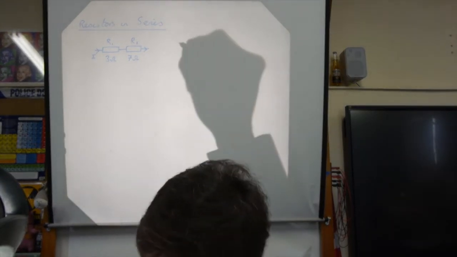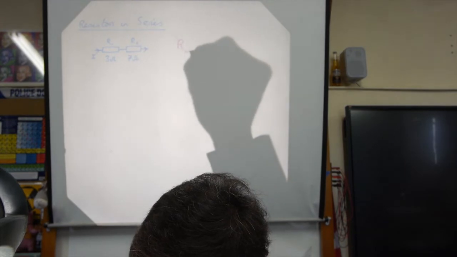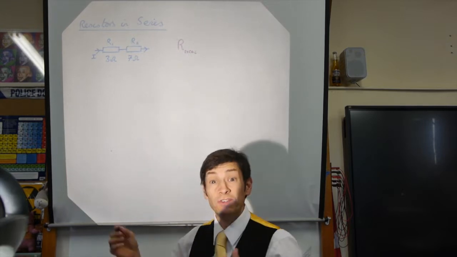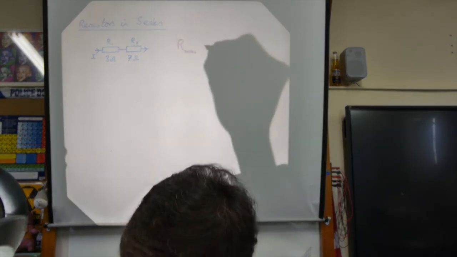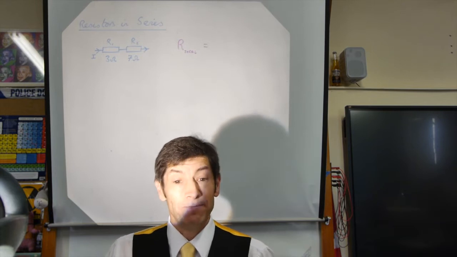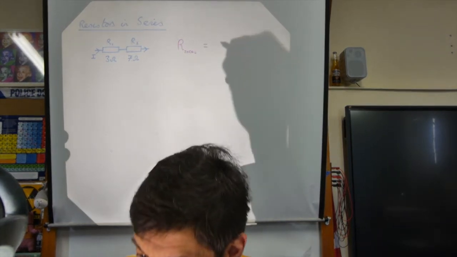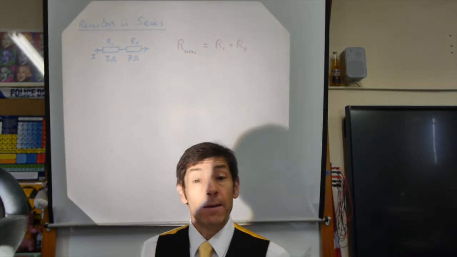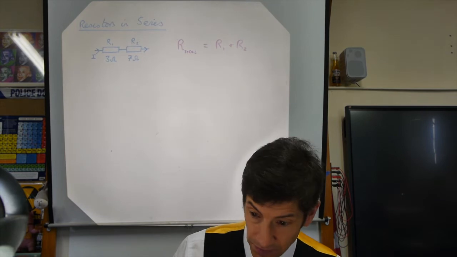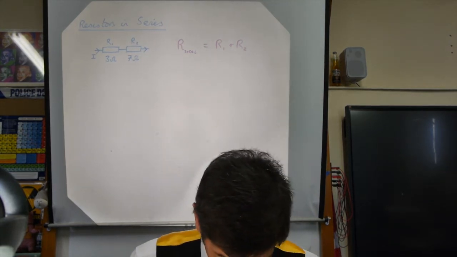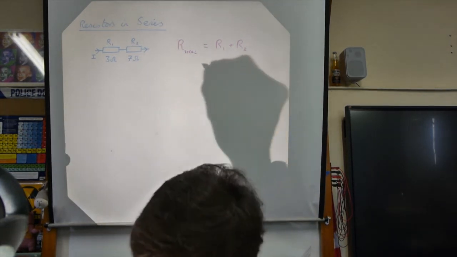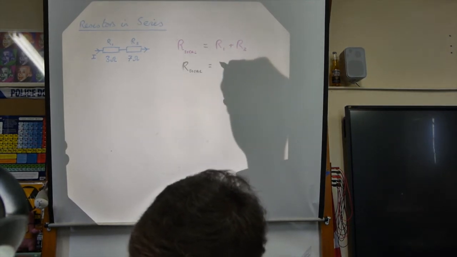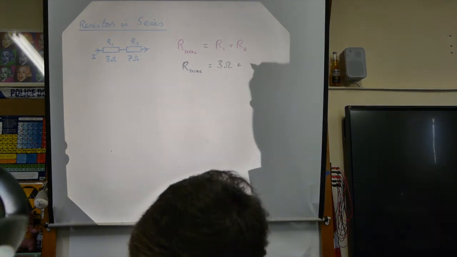Okay, so the resistance in total. I'm using this little subscript here just to remind you which resistance it is. Okay, the resistance in total is just add them, in any order. So let's add R1 to R2. Okay, best to do that in ohms. Yep, so what we've got here is R total is equal to 3 ohms plus 7 ohms.